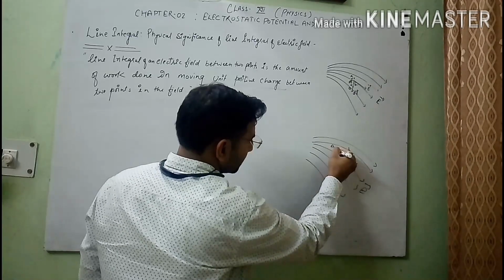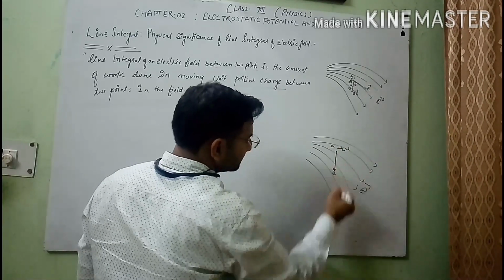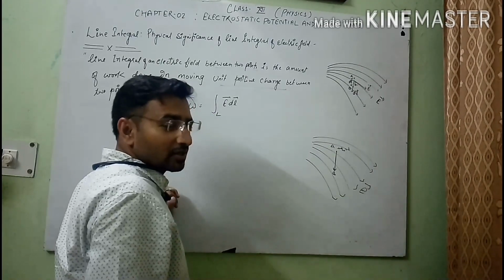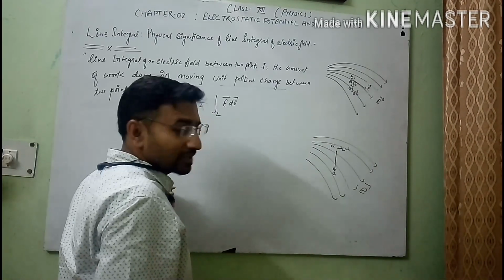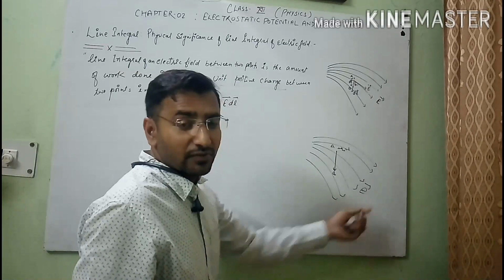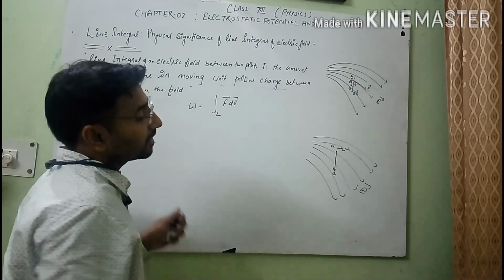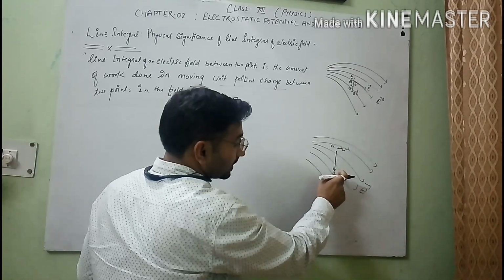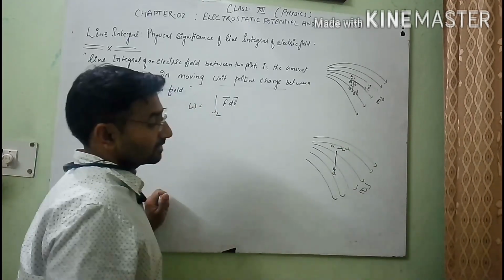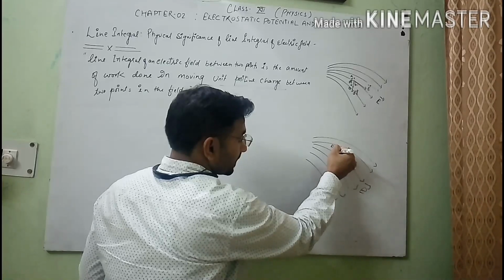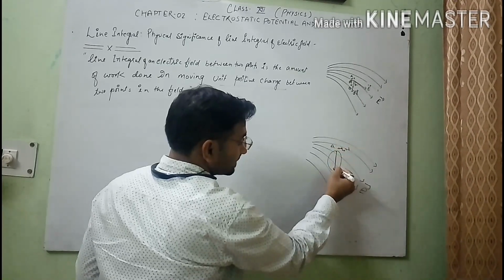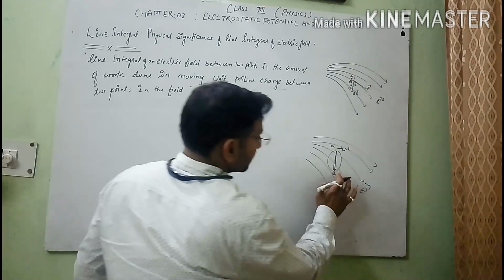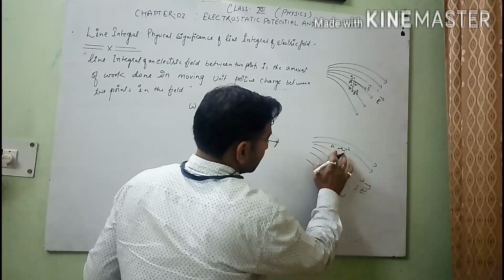We can take this charge from A to B by different types of paths, because you know that the electric field is conservative in nature. It means that the amount of work done to carry a charge from one point to another is independent of the path. You can carry the charge from A to B like this, or on a straight line. Clear? That's why it is conservative in nature.